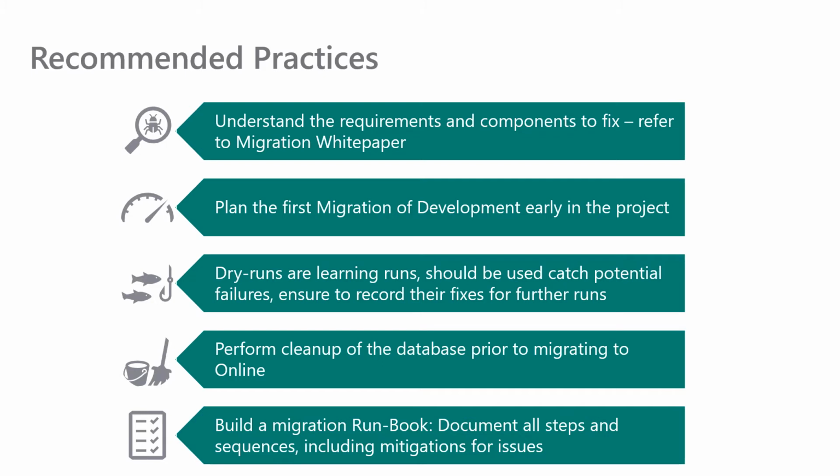Above are a few recommended best practices when embarking on this journey. To ensure success, we highly suggest that you go through our white paper before starting the migration. This will help you understand the requirements and the prerequisites needed for this project. You should try and do your first dry run early in the project. When doing so, be aware that these dry runs are a way to catch potential issues. So during these dry runs, make sure to record any fixes you make to better prepare yourself for future dry runs. You should also consider doing a cleanup of your database prior to migrating. Finally, have a run book where you can document play-by-play all the steps you'll need to follow come go live. Please include all your mitigations and workarounds of any issues you have encountered.